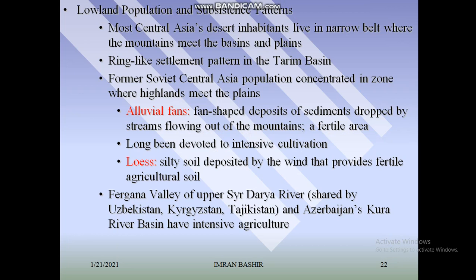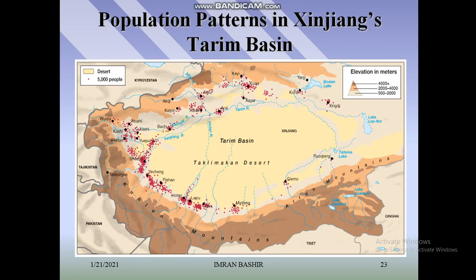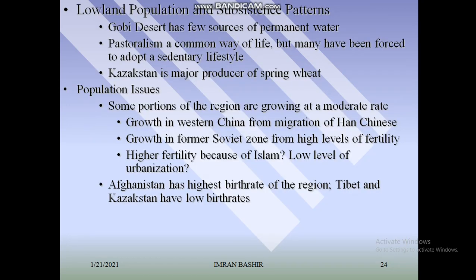Fergana Valley. The Syr Darya River is shared by Uzbekistan, Kyrgyzstan, Tajikistan, and Kazakhstan. The Kura River basin has intensive agriculture. Population pattern in Xinjiang's Tarim Basin. Lowland population and subsistence pattern: the Gobi Desert has few sources of permanent water. Pastoralism is a common way of life, but people may have been forced to adopt a sedentary lifestyle. Kazakhstan is a major producer of spring wheat.